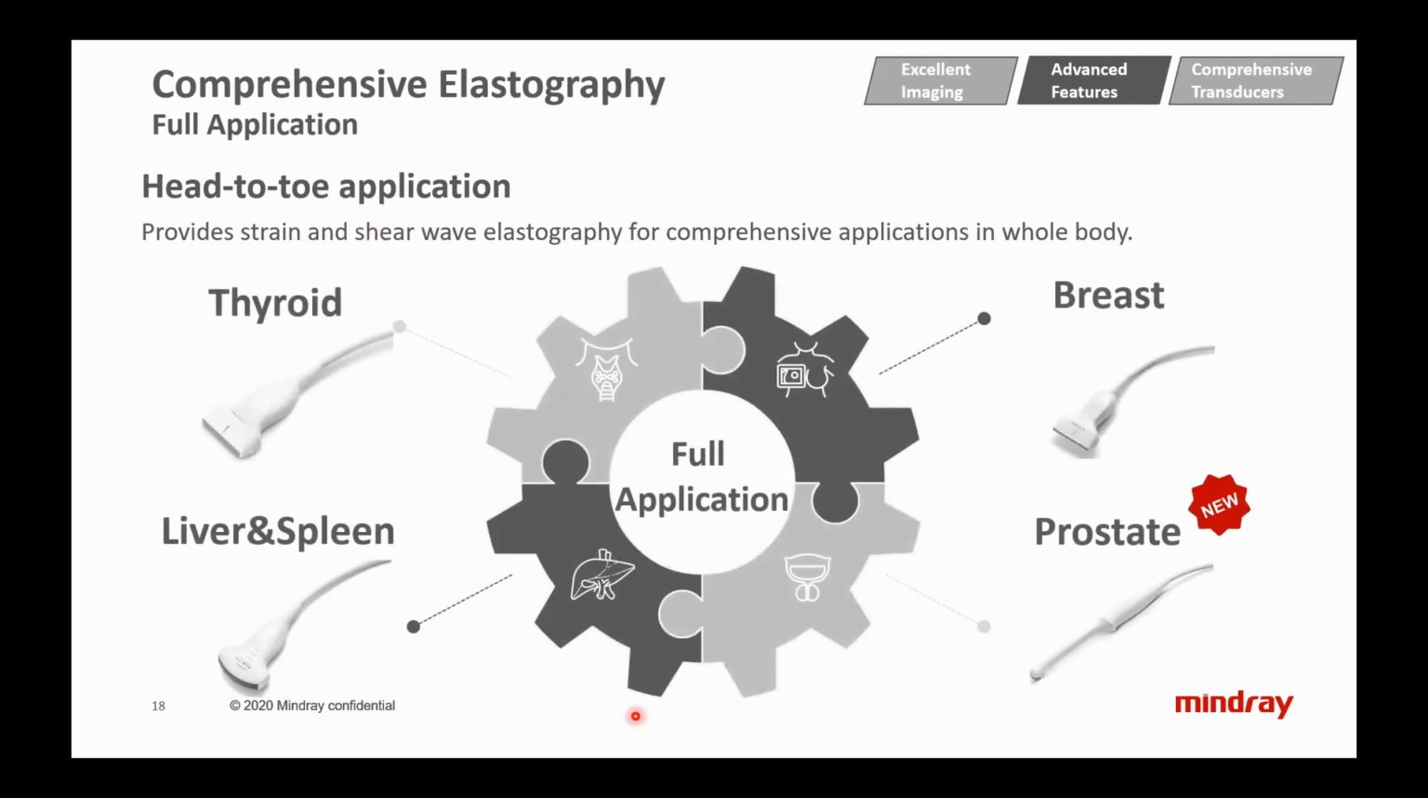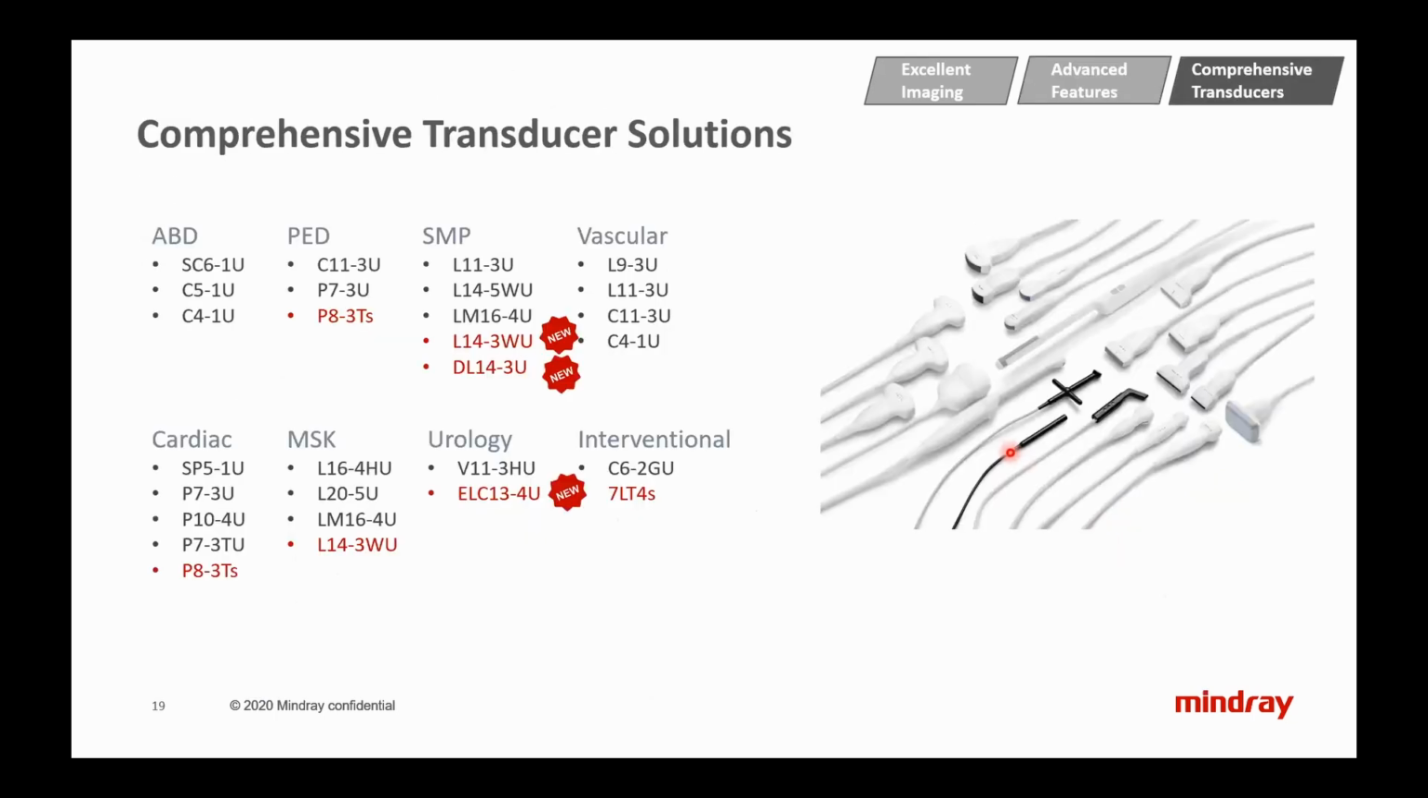Okay. For elastography here in the R9 machine, it can be used for most applications like breast, thyroid, liver, spleen, and also for prostate. So it's a high-end machine, it can be used for full applications. And it can also support all probes, no matter what these probes are.